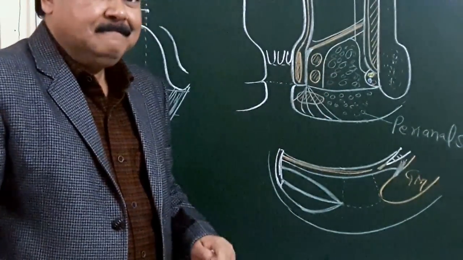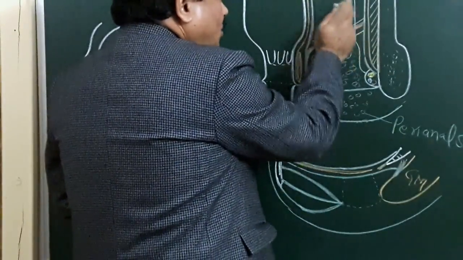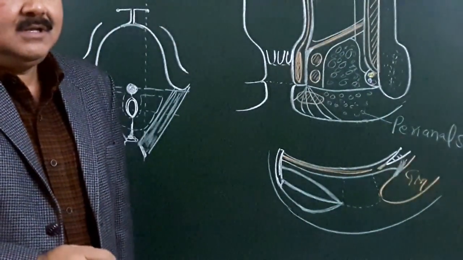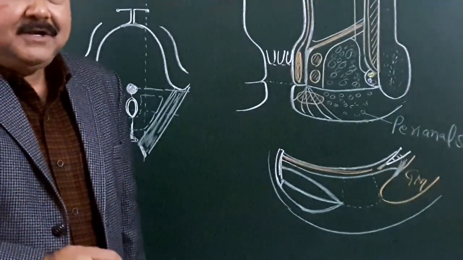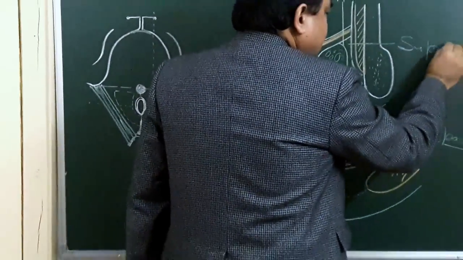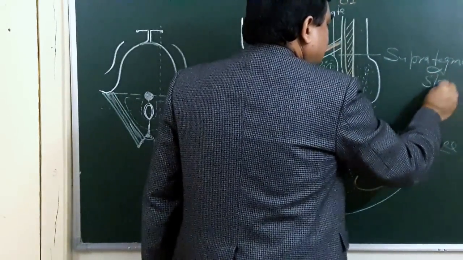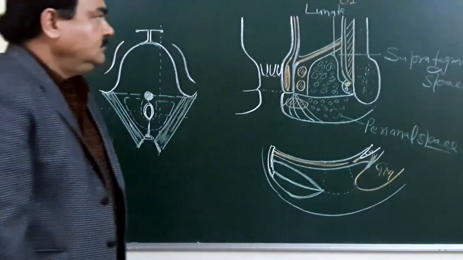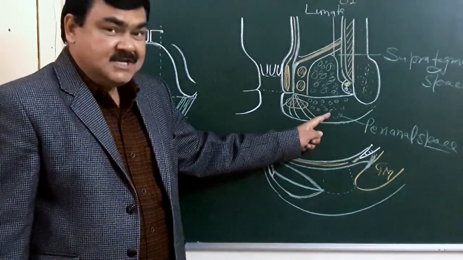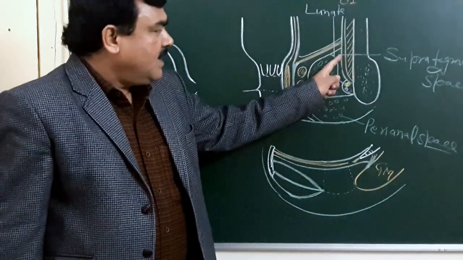And the space above the levator fascia, this space is filled with loose connective tissue. This is known as the supralevator space. So, the ischiorectal fossa is divided into three spaces: the perianal space, ischiorectal space and supralevator space.